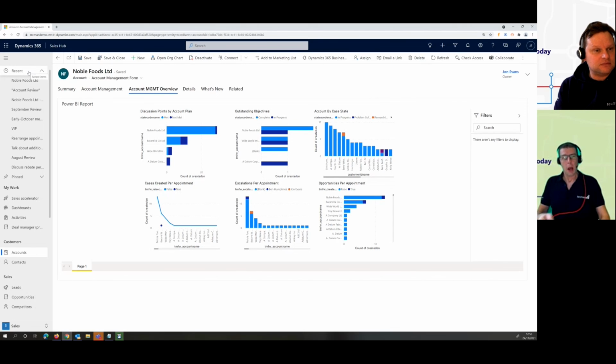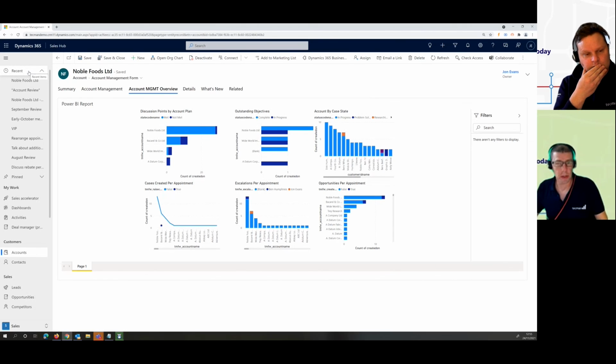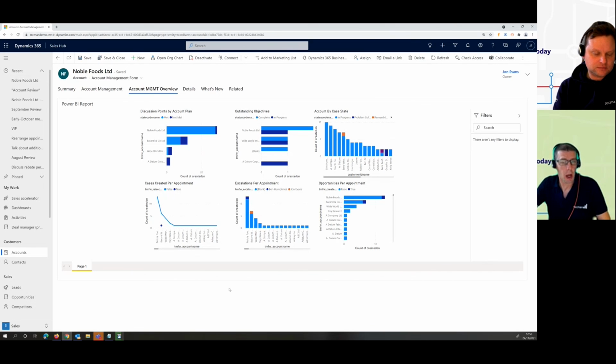Yeah, and the idea is as well, this is obviously just something we put together for the demo. If your system was linked up to Business Central, and you've got Power BI working on that, it hasn't necessarily just got to get its data from CRM. You could find that this report is getting its data from Business Central, actually contextualized for Noble Foods.